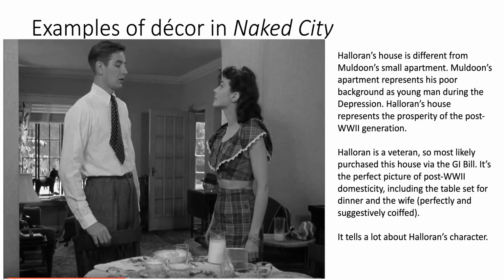Now, if we compare Halloran's decor in his room, all right, we see a huge contrast between our two main detectives. All right, Halloran's house is so different from Muldoon's small apartment, and all of this decor tells us about the sort of post-World War II prosperity life that Halloran is living. All right, Muldoon's apartment emphasizes his poor background, and if you think of his age, Muldoon would have lived through the Great Depression as an older man. Halloran's house and the decor here represents the prosperity of the post-World War II generation.